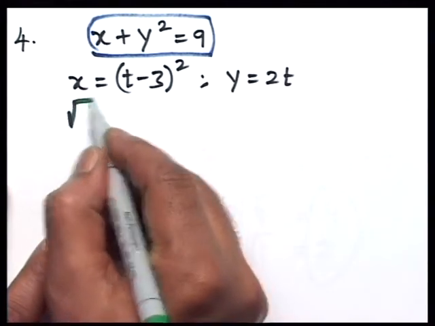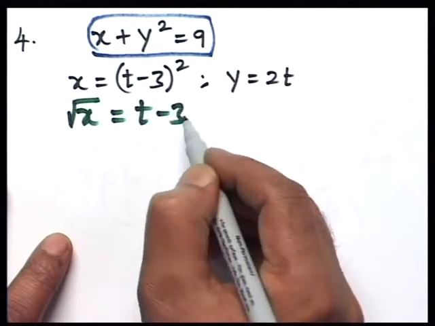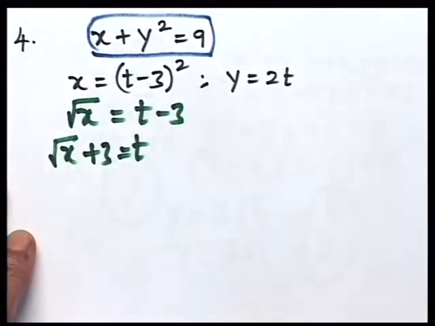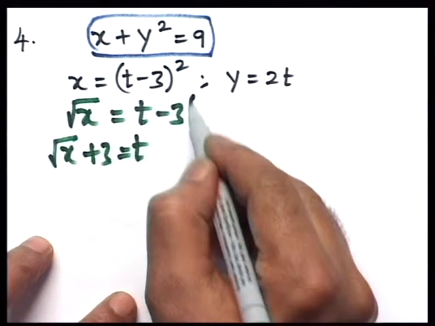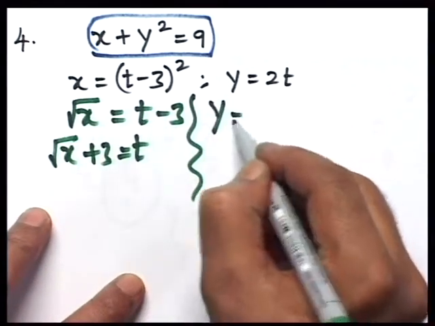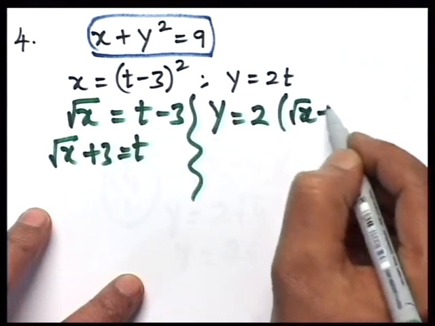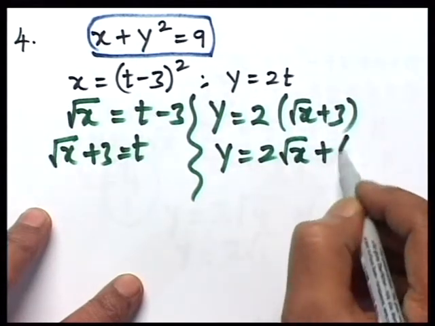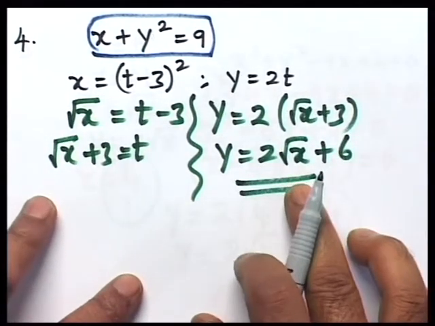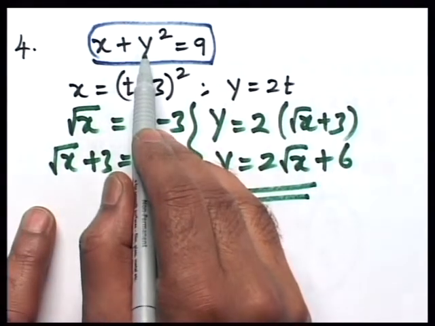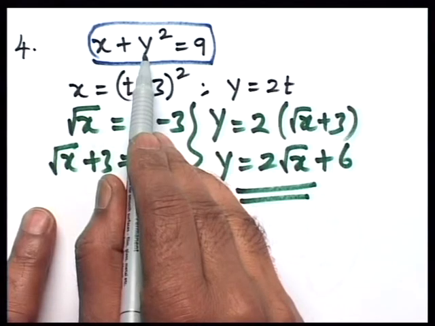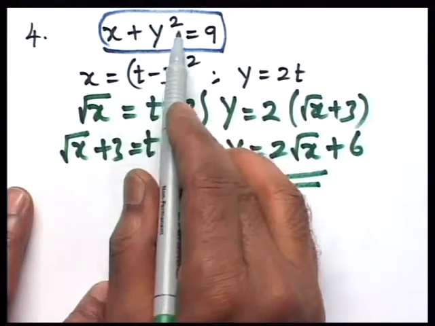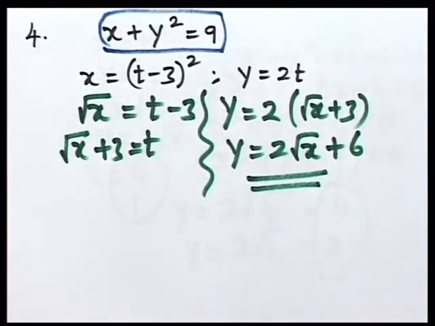Transfer the square first. Root x equals t minus 3. And t equals root x plus 3. That's what we have. Substitute that back in there and we are supposed to get the Cartesian. y equals 2 bracket root x plus 3, and that's going to be y equals 2 root x plus 6. That's one equation I have. This is what I can substitute in place of that, and we can find the values of x and y. Okay, just be careful how you do that. That's a square, please. So we are supposed to square it. Let me do that here. Let's square this.